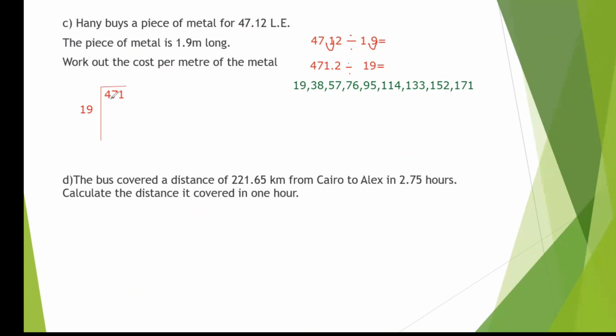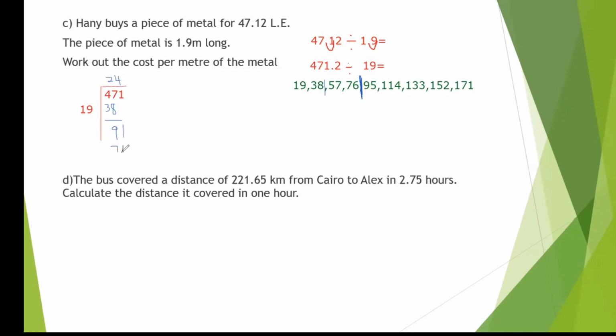Then divide 47 by 19. 47 is here. How many multiples before 47? 2 multiples. 2 times 19 equals 38. Subtract 47 minus 38 equals 9. Get 91 divided by 19. 91 is here. How many multiples before 91? 1, 2, 3, 4. 4 times 19 equals 76.